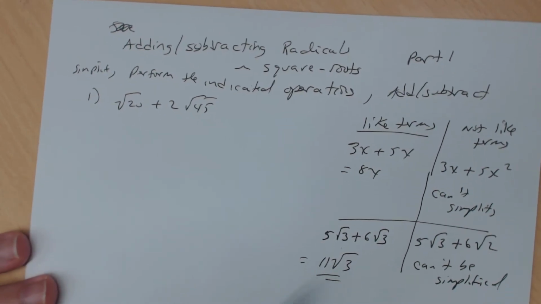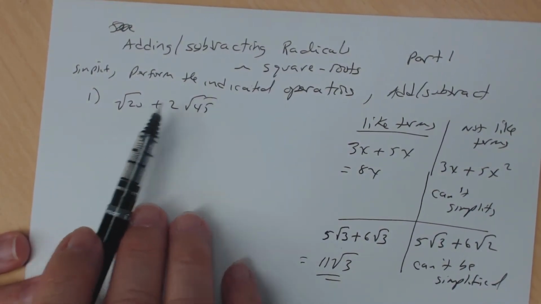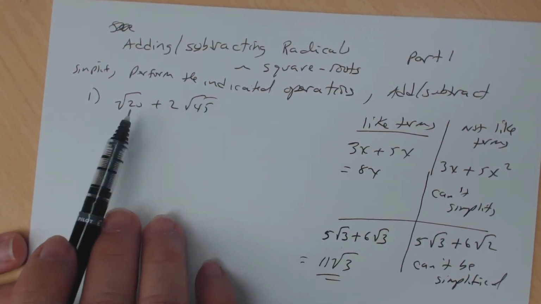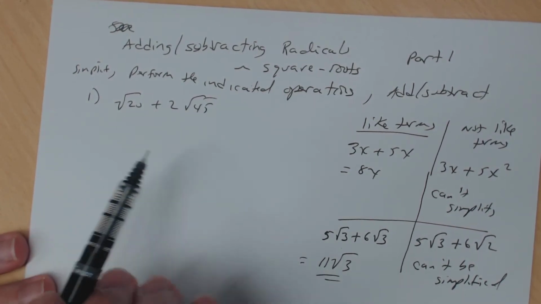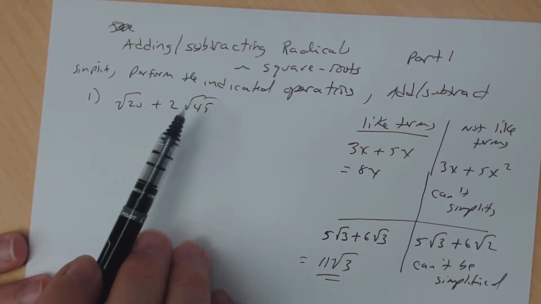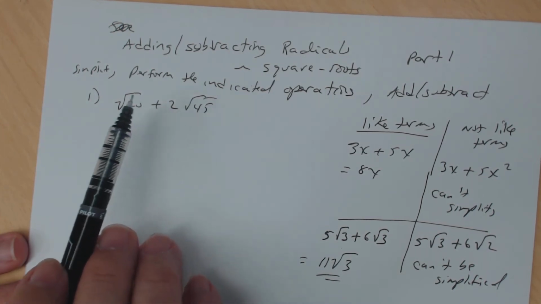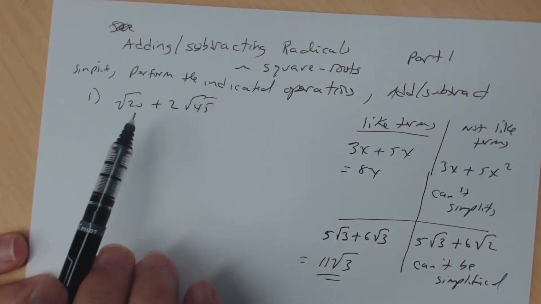Okay, so now let's talk about number one. All right, so first of all, they're both square roots, so these terms both have a square root, and we're only dealing with square roots. We're not dealing with cube roots, fourth roots, fifth roots, or anything of that nature. But the radicands are different. So you may say, well, you can't simplify this. Well, keep in mind, though, you want to simplify this as much as possible.